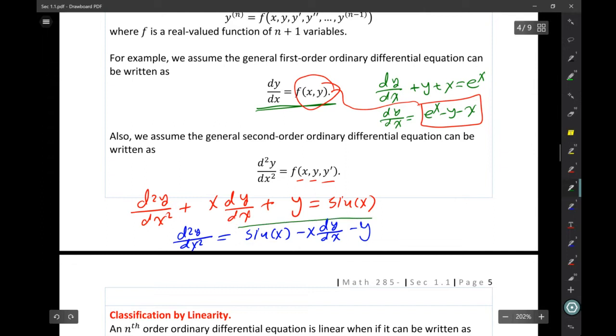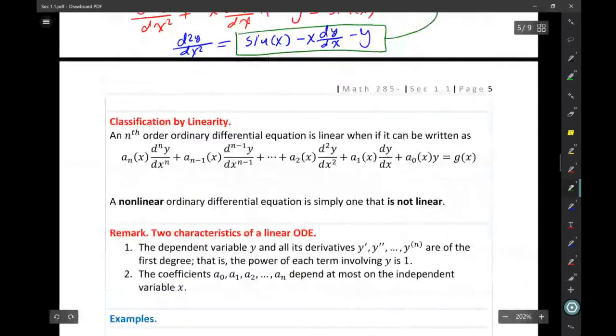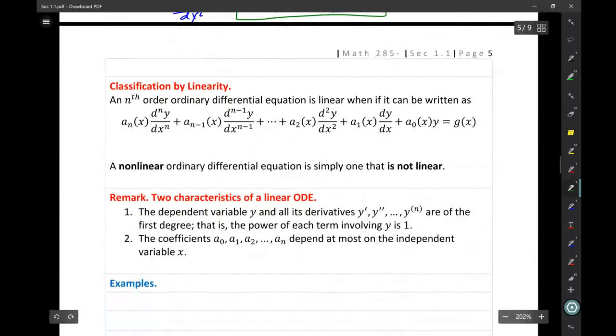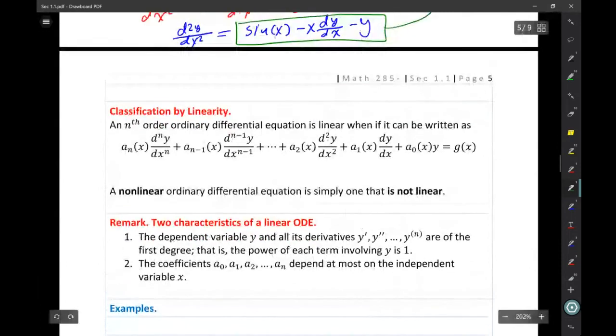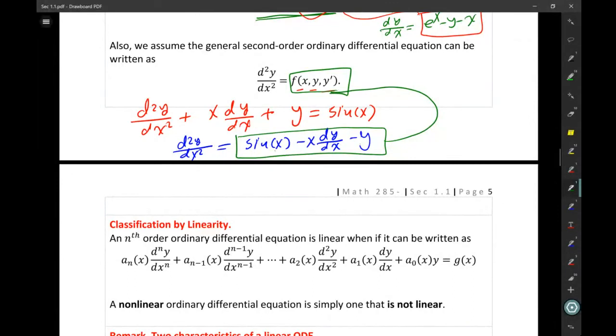And then here, this is the relation between x, y prime, and y, which is what I mean here, the relation between x, y, and y prime. Now, a classification by linearity. What's the meaning of linear, by the way? In math, in calculus 1, what do we mean by linear equation?